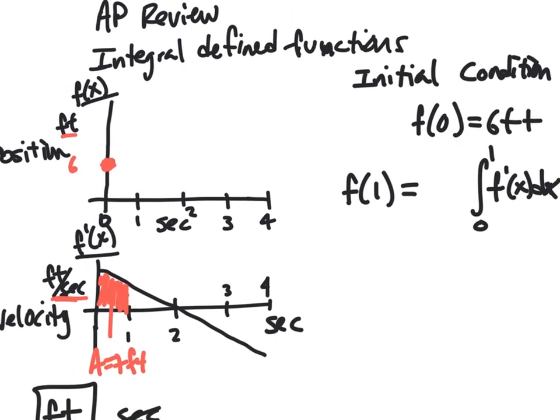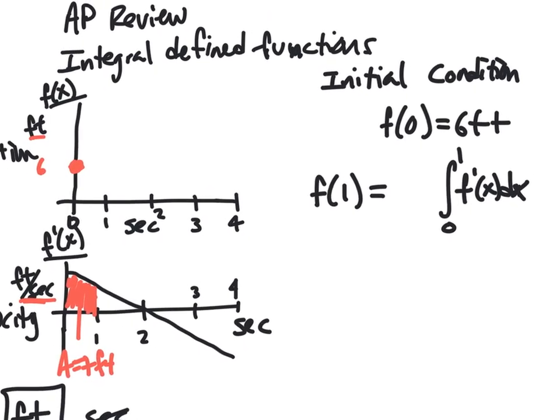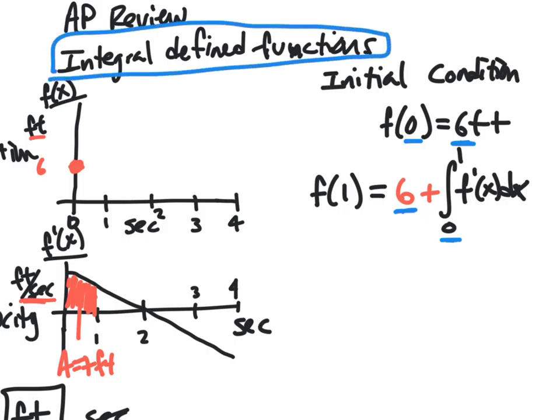So the question is that's how far the object has traveled between 0 and 1. But we have to account for that initial height of 6. We are traveling from that value of 6, okay? So what we need to do here is we have to add in that 6. And I also want you to see that the x value is 0, so here's my initial condition, and then I have 6 here, and that value goes there. So that's how I'm going to write out this integral defined function, okay?